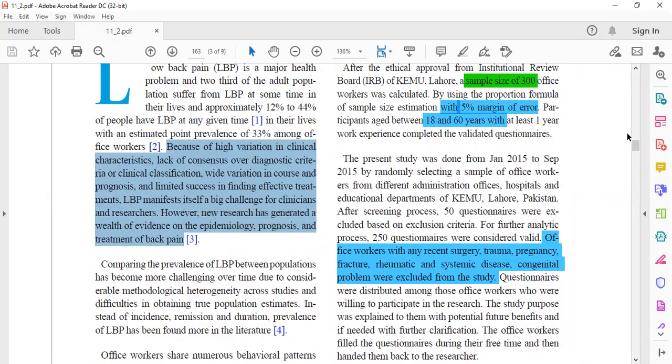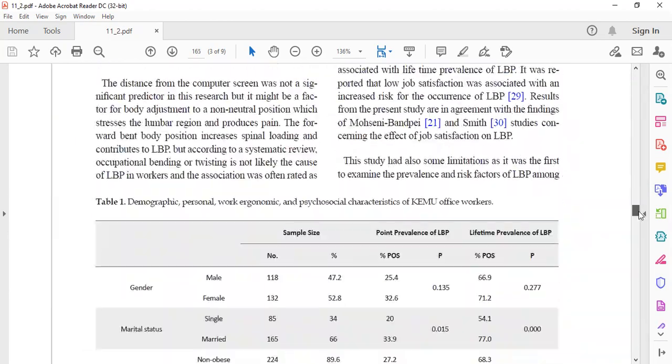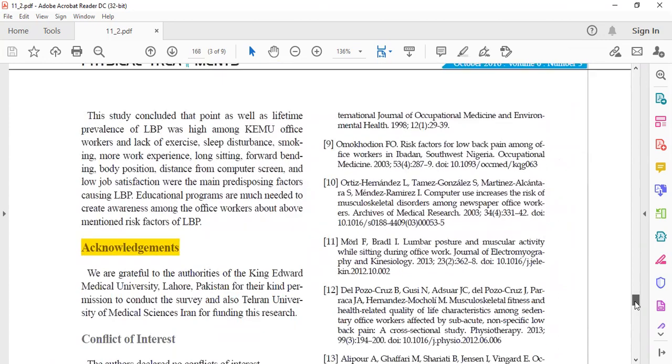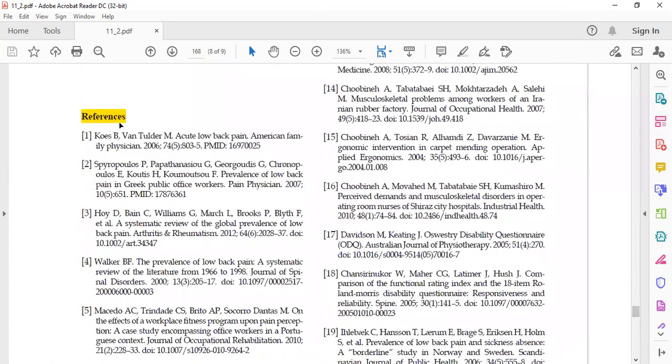So where is the number 3 reference? Go to the end of this research paper. At the end of the research paper, here you will find the references.